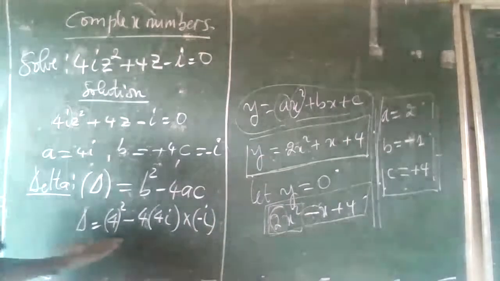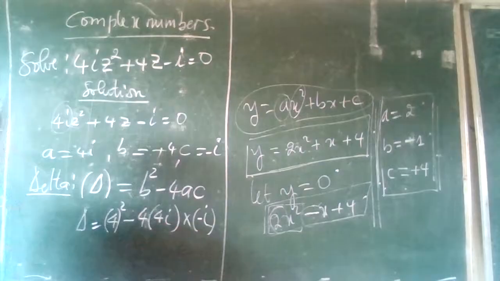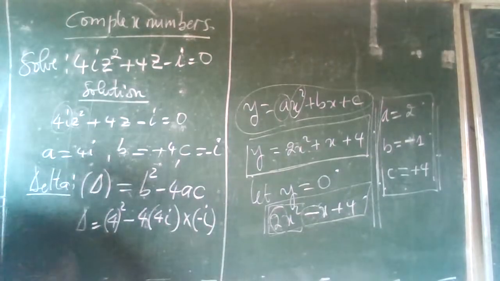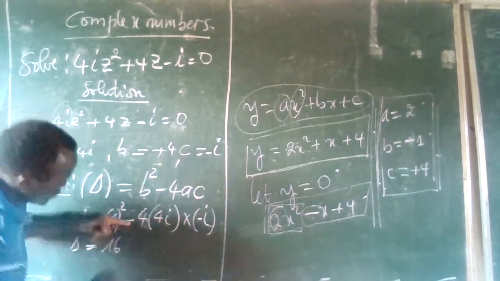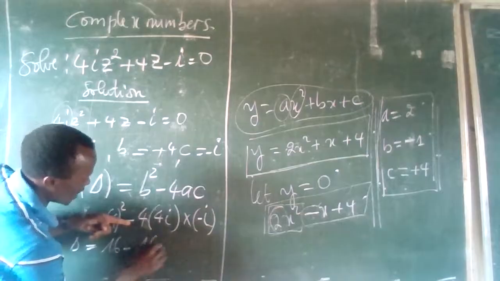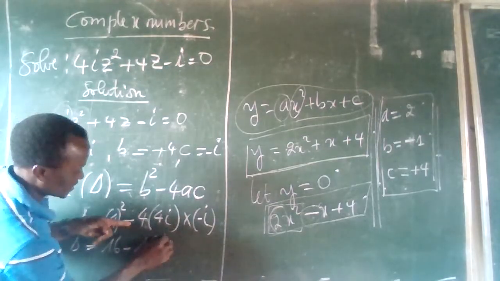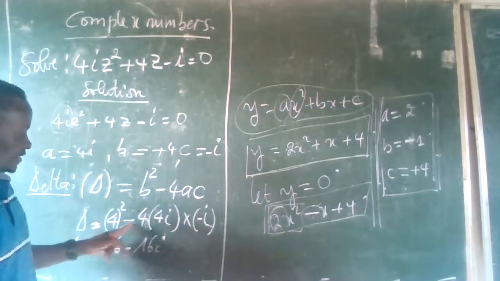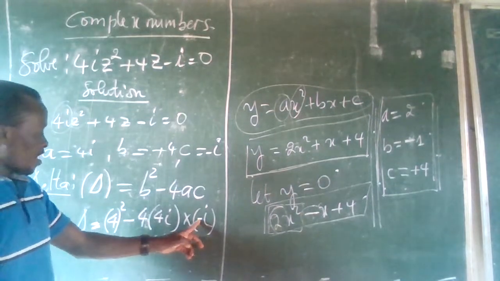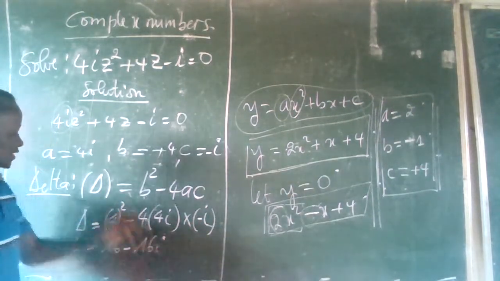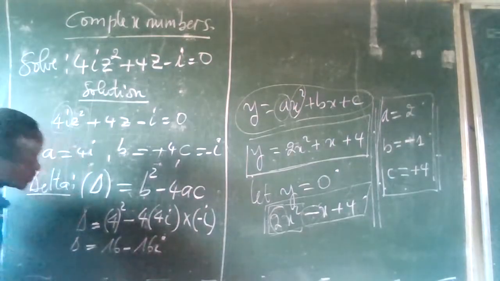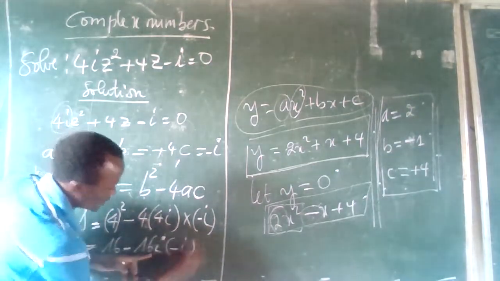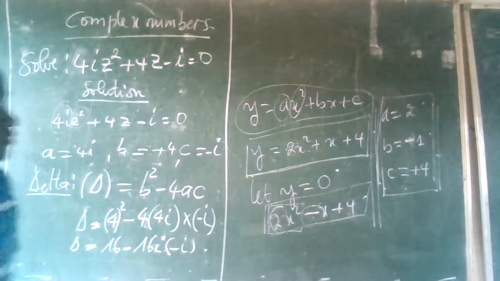Yes? Now what is next? We are going to find the delta. Delta will be 1, here we have minus 16i, and minus 1 times this, it will be minus i.